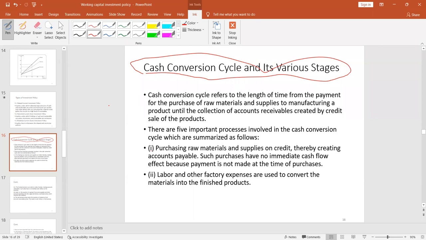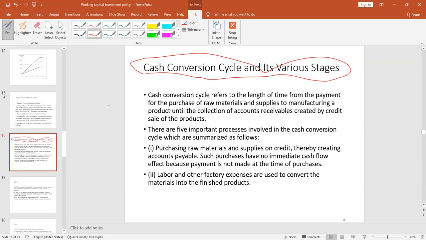So you need money to pay these payables. Purchases have no immediate cash flow effect because payment is not made at the time of purchase. You are not paying now, but you have to pay in future.